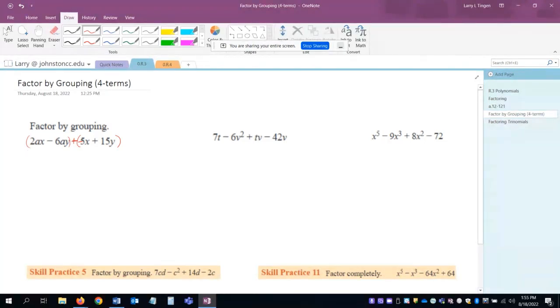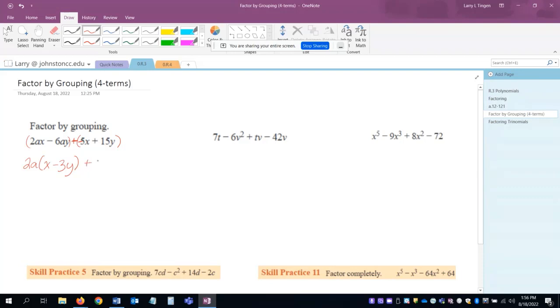Okay, so what I have are 2ax minus 6ay plus negative 5x plus 15y. Next step, I'm going to pull out any common factors in the terms that I have grouped. So these first two, 2ax and 6ay, they both have a 2 in them, and they both have an a in them. So if I factor out 2a, what's left is x, and then negative 6 divided by 2 leaves me negative 3. The a divided away, the y is still there.